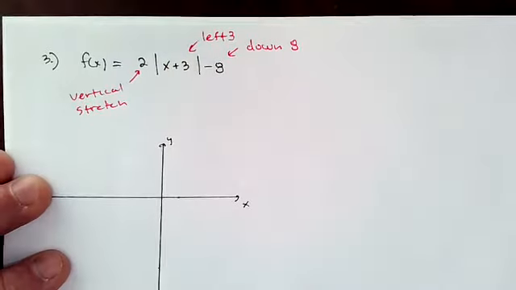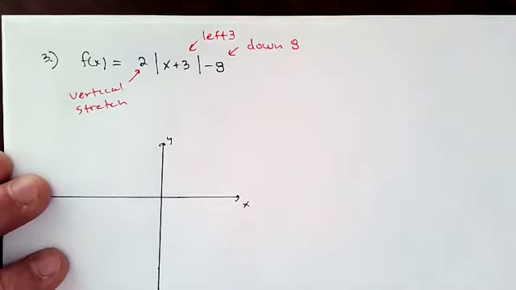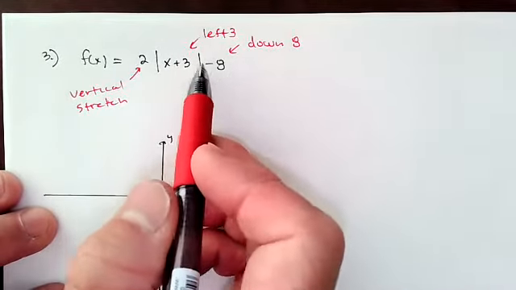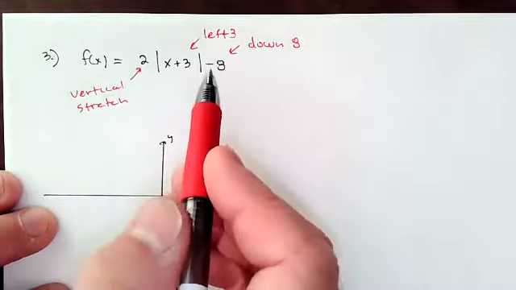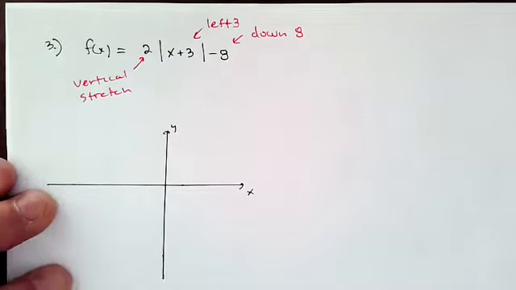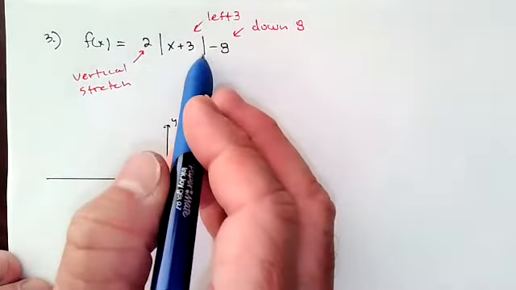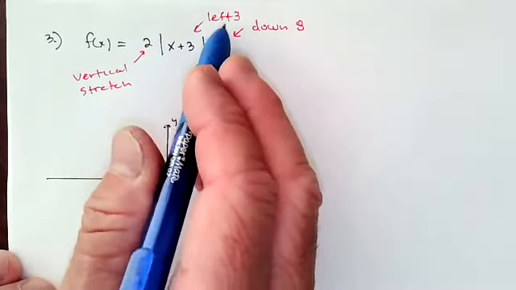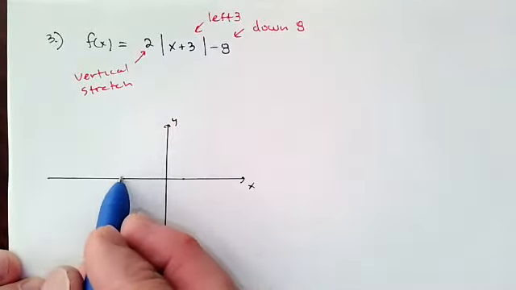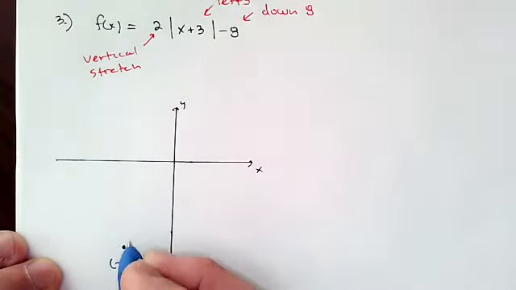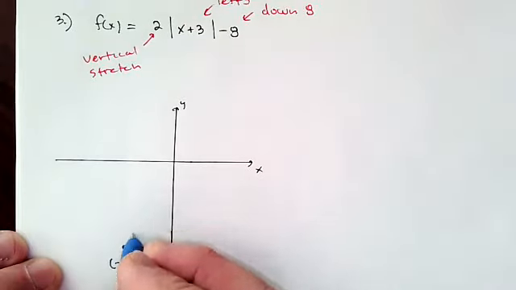Again, like the last one, we're not going to notice that very much. So it's more about finding the bottom of the V. And then when you're doing the intercepts, the effect of that 2 will come out. So when this is 0, that's going to be left 3 and down 8. Left 3, let's just say that's right here. So that is the bottom of my V.